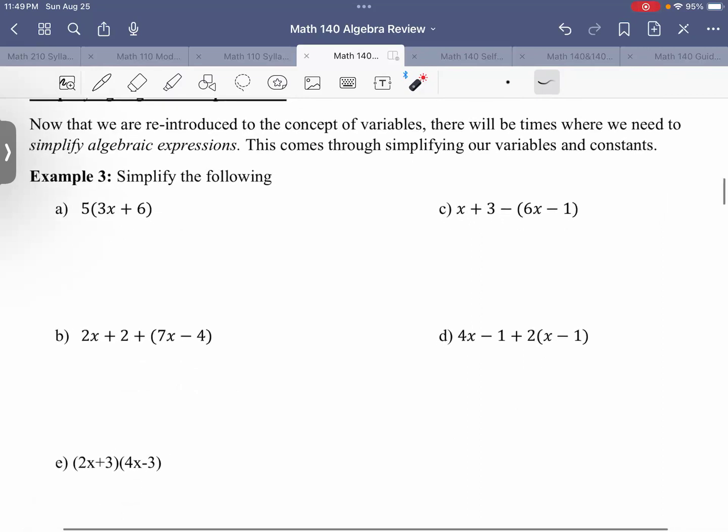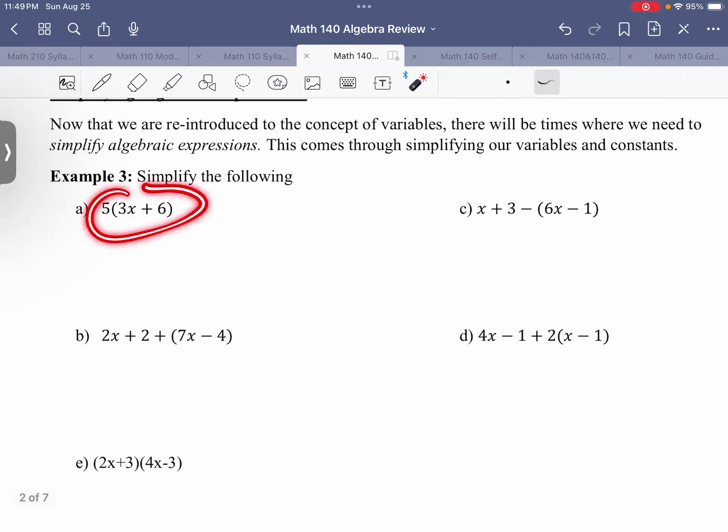If we look at A here, we have 5 times (3x plus 6). We have this variable x, and we're going to try to simplify this. The way to simplify is to distribute in this 5. If we want to get this as simplified as it can be, we have to distribute this 5, which means you multiply it to each term. So this ends up being 15x plus 30. That's pretty much all we can do, so we're good there.